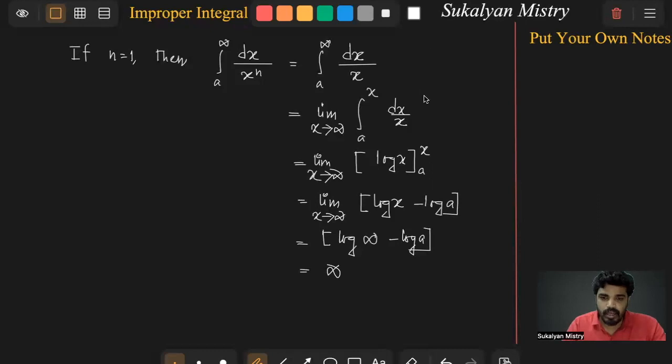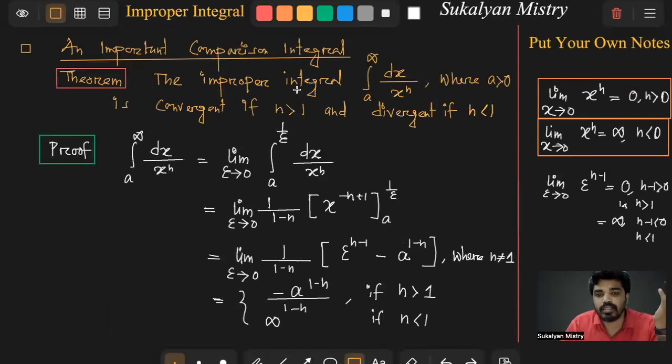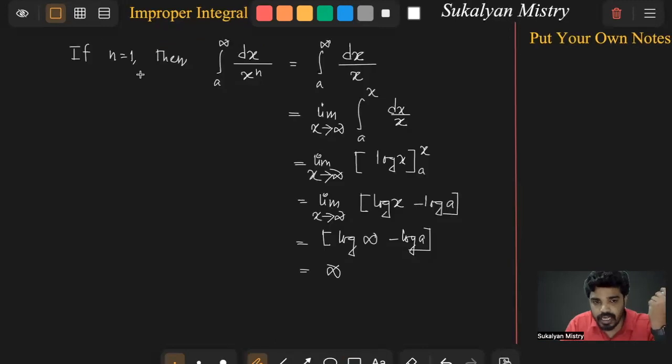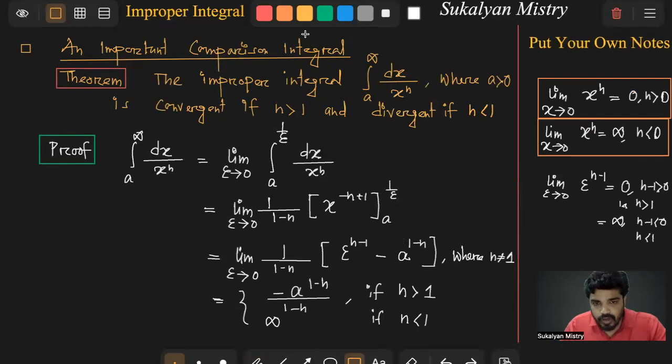So we see that if n is equal to 1, the integral from a to infinity of dx by x to the power n is also divergent. So what is our conclusion? If n is greater than 1, this is convergent. If n is less than 1, this is divergent. If n is equal to 1, that is also divergent. So this is convergent if n is greater than 1, and divergent if n is less than or equal to 1.